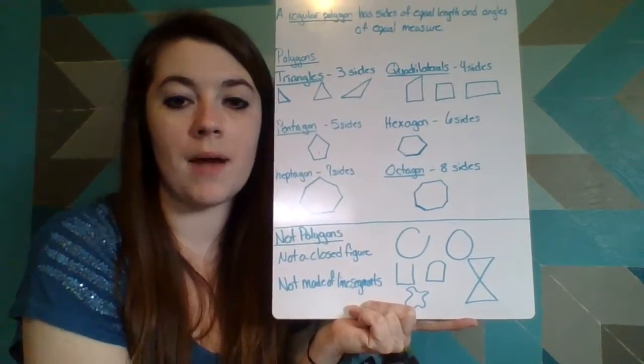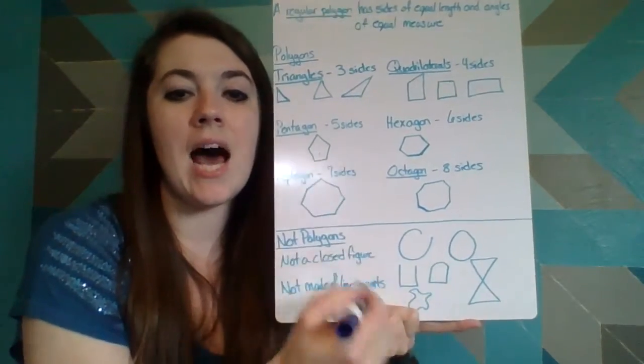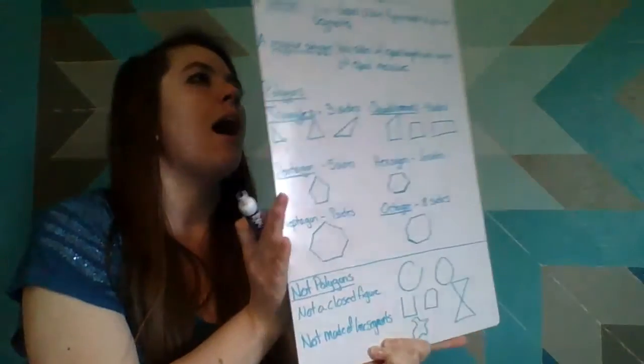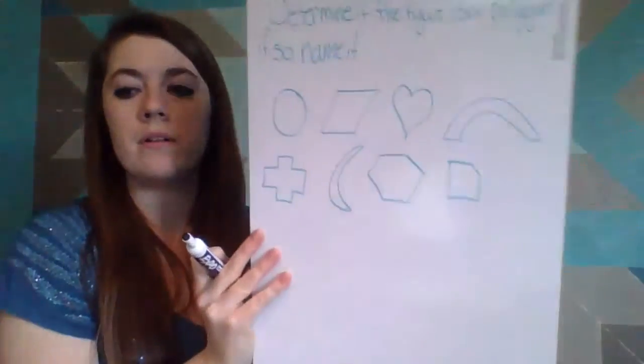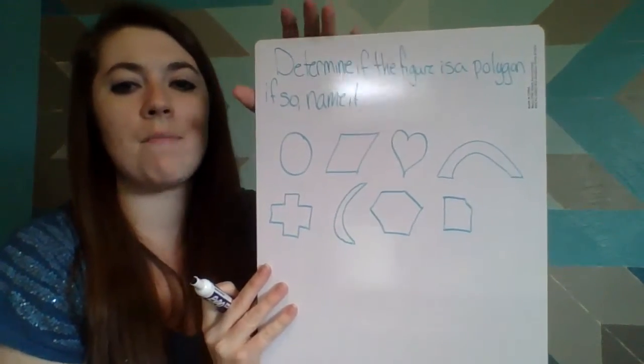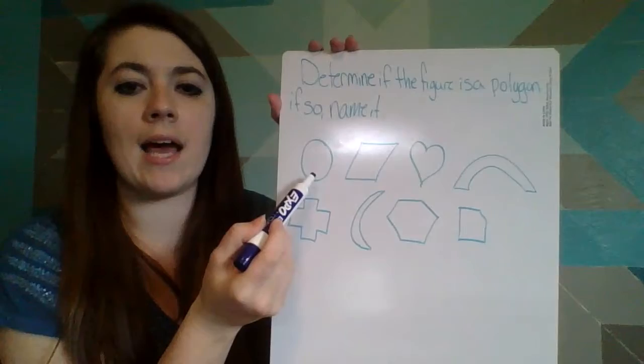So keep that in mind. So these are some examples of not polygons. These are examples of polygons. All right, we're going to run through a few examples. So, determine if the figure is a polygon. If so, name it. So, is this first one a polygon?